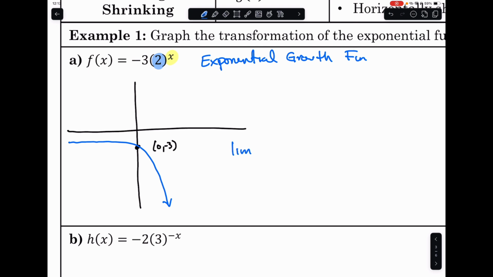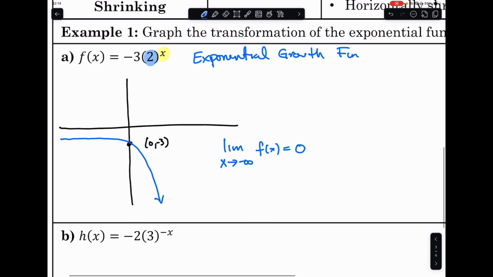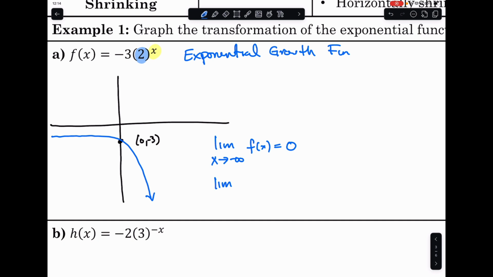The left end behavior of this function, so in other words, as x approaches negative infinity, the left end is still, again, going towards the horizontal asymptote. So it's still equaling 0. And the right end of this function is still unbounded, but because we're reflecting it across the x-axis, a vertical reflection, instead of going towards positive infinity, it's now simply going towards negative infinity. But this is still an example of an exponential growth function.